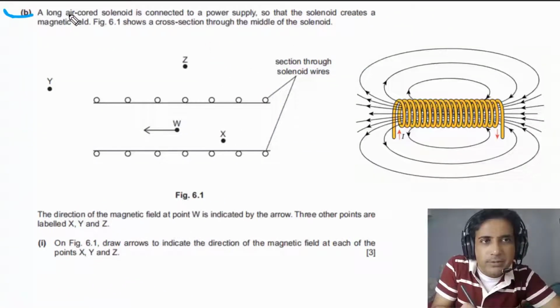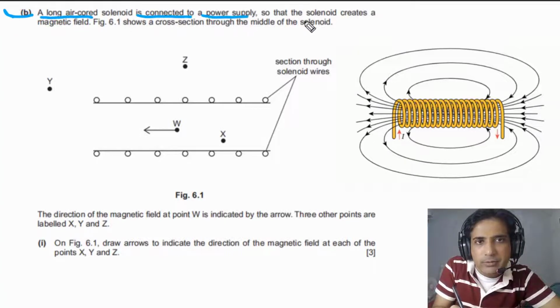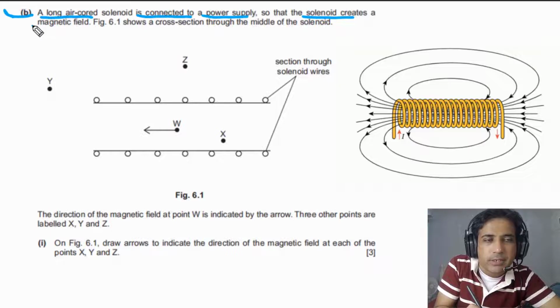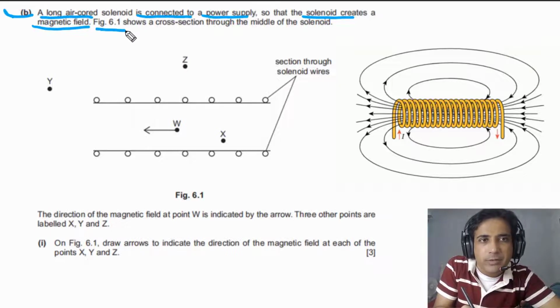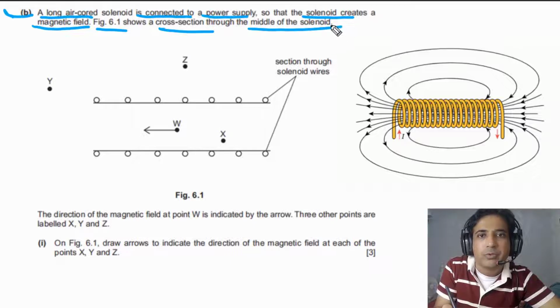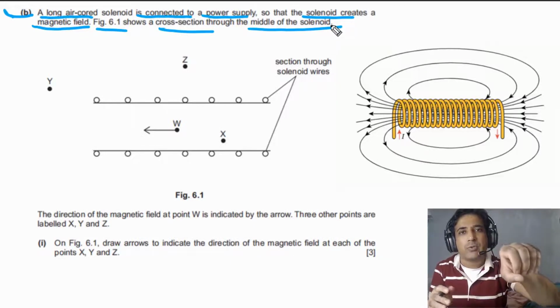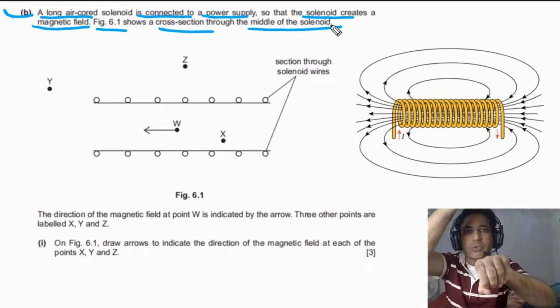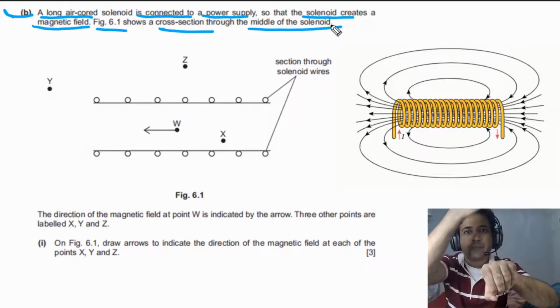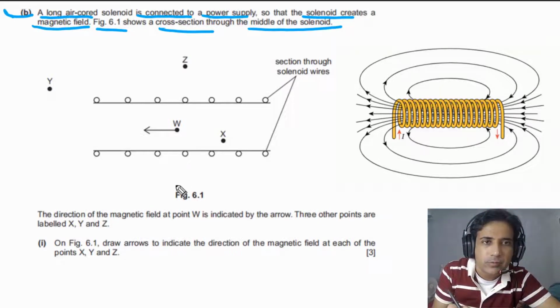For part B, it is given to us a long air core solenoid is connected to a power supply so that the solenoid creates a magnetic field. Figure 6.1 shows a cross section through the middle of the solenoid. So imagine that we have the solenoid like this, and we cut this solenoid from the middle, from the center, and this is what we will see then. So these are the wires.